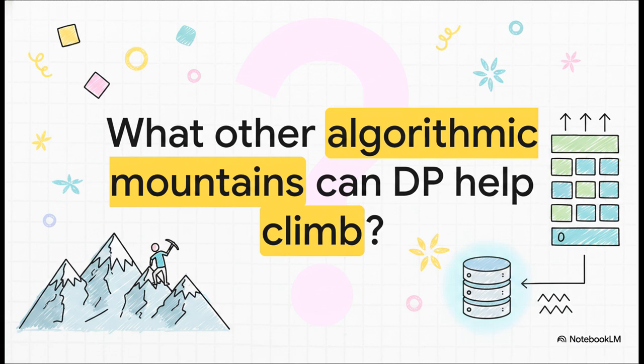Now that you've seen how a dynamic programming table can tame astronomical complexity and map out perfect efficiency, I challenge you to think about this. What other impossible algorithmic mountains can this cheat code help you climb? Where else might it save your database?